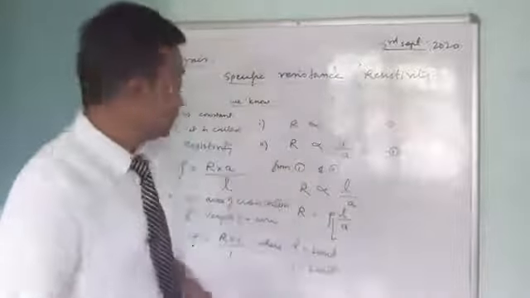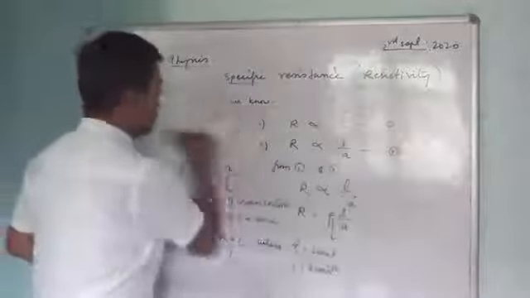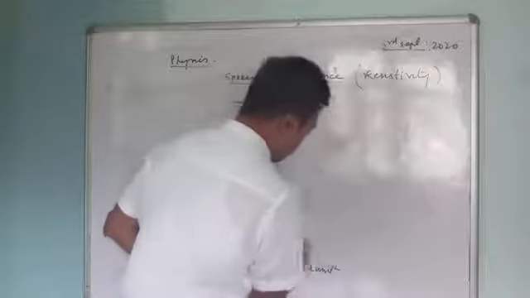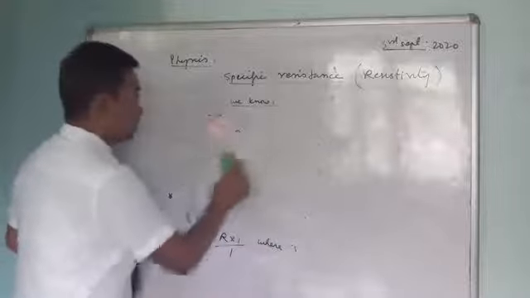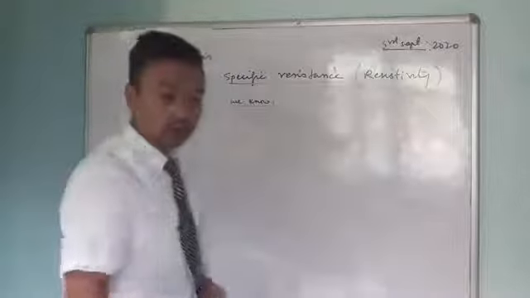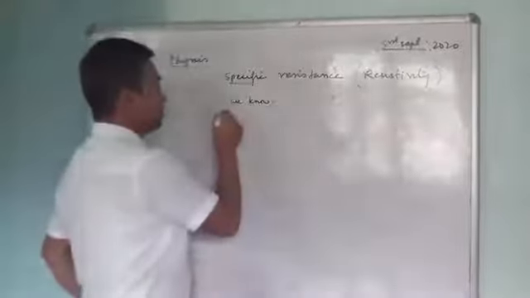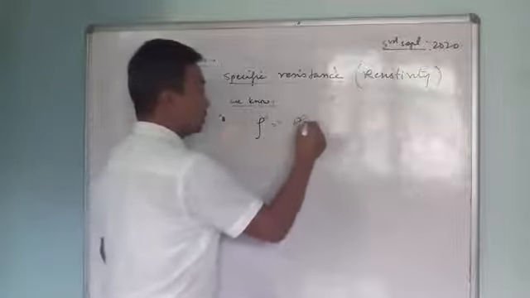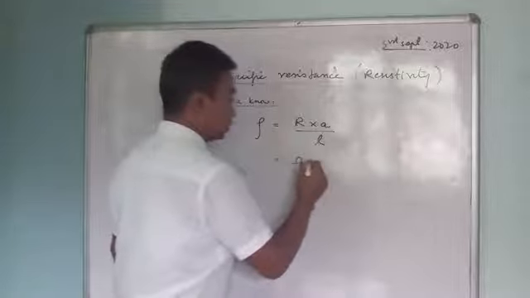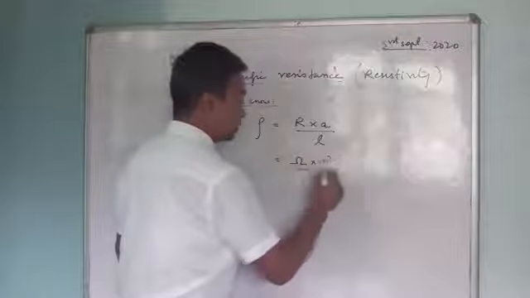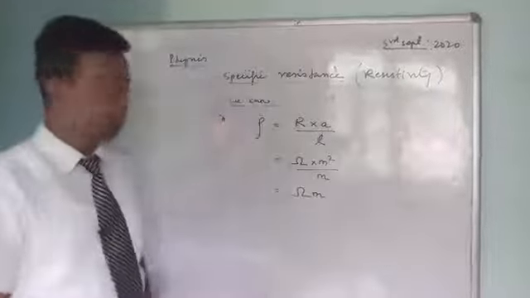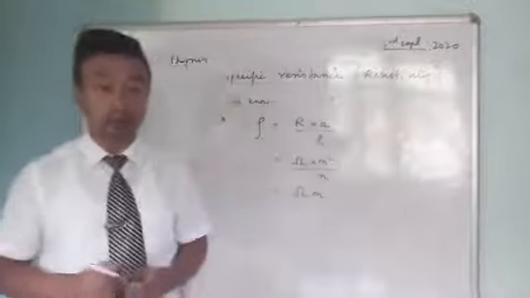Now let us learn the unit of resistivity. All the physical quantities or the terms we have learned so far are measurable quantities, and therefore each of them will have a unit. If you look at the resistivity, we have just learned resistance into area by L. The resistance is ohm, area is meter square divided by meter, so meter and meter cancel, you'll get ohm meter. The unit of the resistivity is ohm meter.